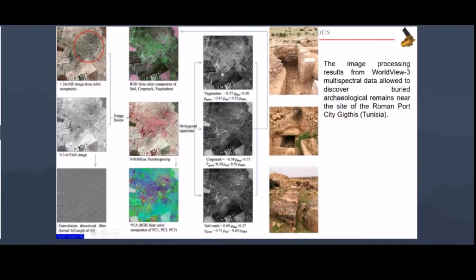And then certain orthogonal equations have been applied to get information about vegetation, crop mark, and soil mark. Then these have all been clubbed together in a decision rule, and this interpretation has been done. These are corroborated by ground photographs of the area.